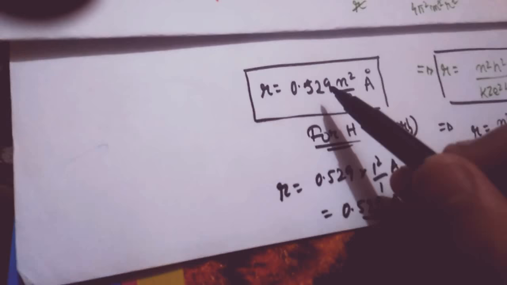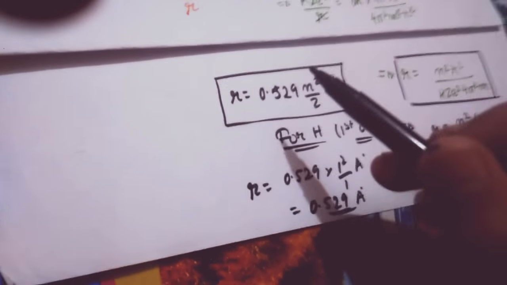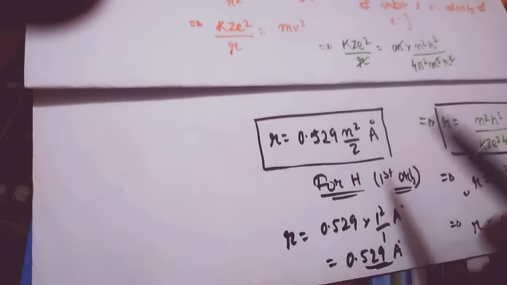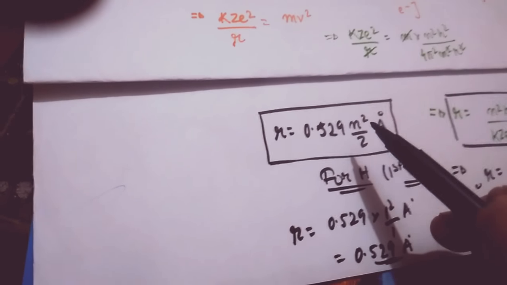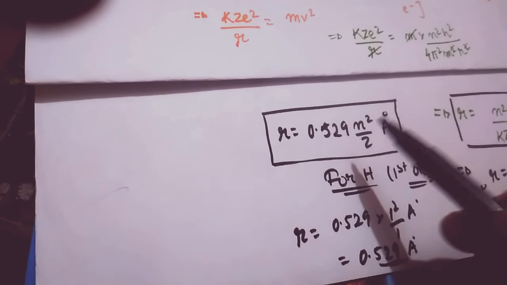So this is the equation for finding the radius of the orbits for single electron systems, and this equation has been found to be absolutely correct. But the main problem with this equation is that it is only applicable for single electron systems.